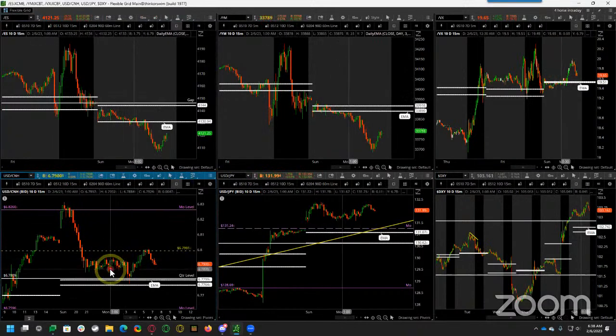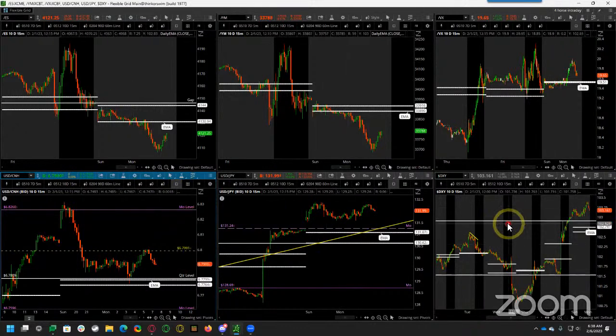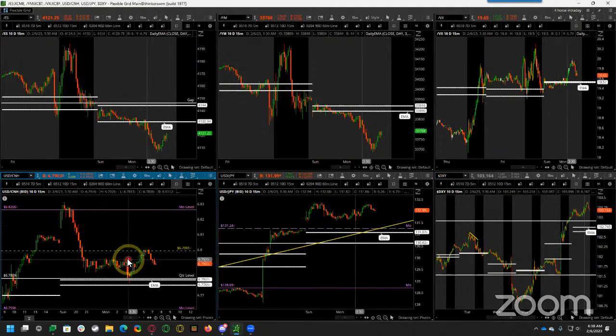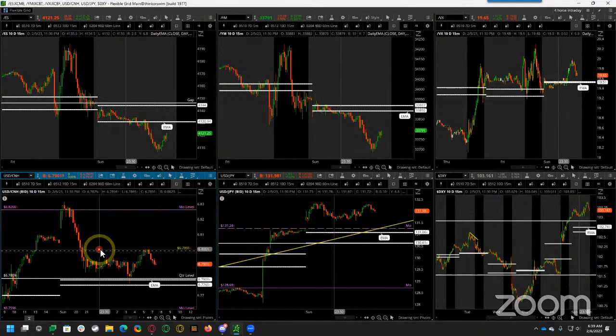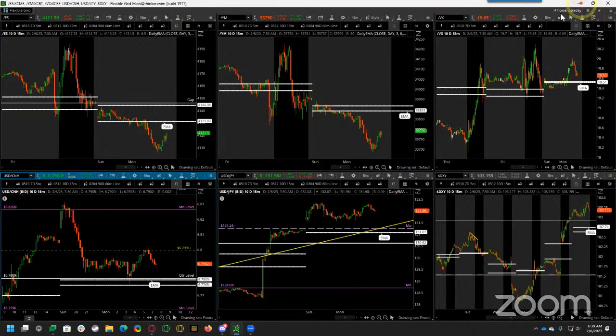We're seeing more and more of a disconnect between what's going on with the Dixie, the DXY, the dollar index, and US dollar Japan, US dollar China. I think we'll circle back to that.